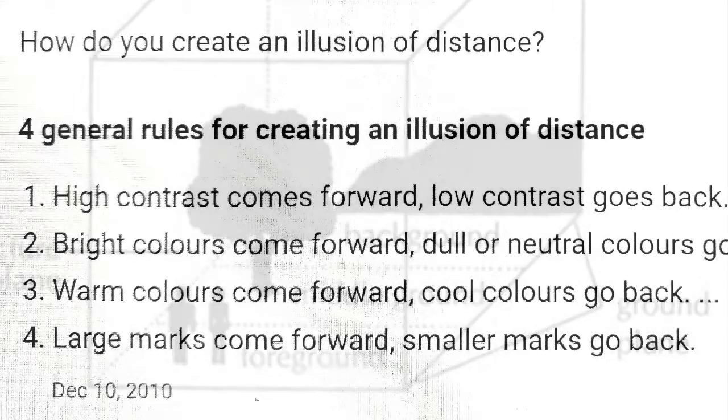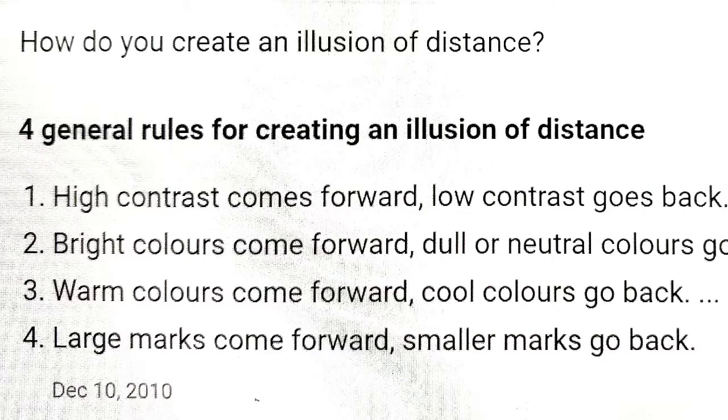An artist can do that by following these 4 general rules for creating an illusion of distance. 1, high contrast comes forward, low contrast comes back. That just means that up in front there's more detail, and in the back it's going to look kind of blurry. 2, bright colors come forward, dull or neutral colors go back. 3, warm colors come forward and cool colors go back. 4, large marks come forward and small marks go back.